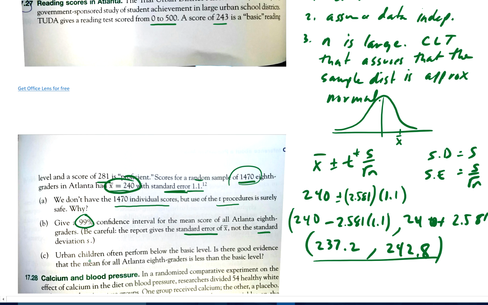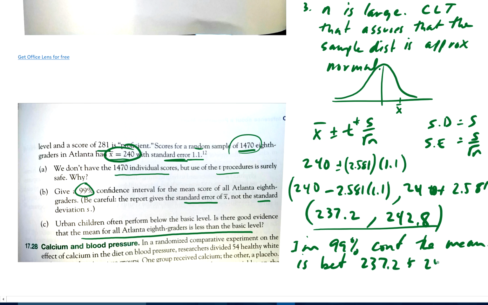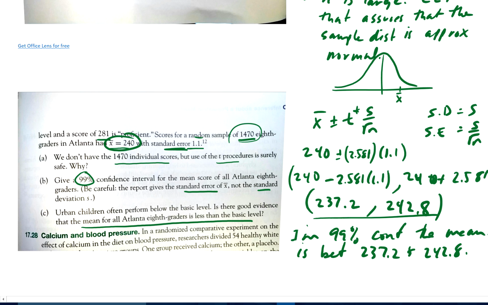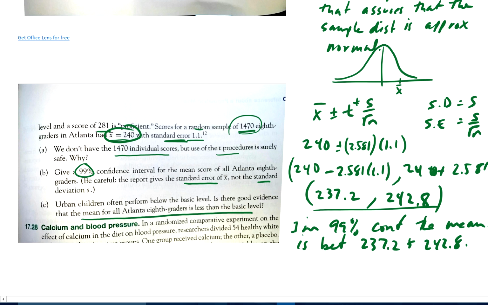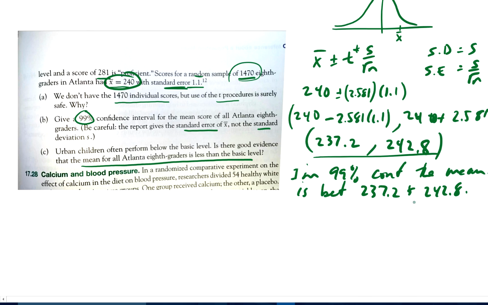All right, C. Urban children often perform below the basic level. Is there good evidence that the mean for all Atlanta children is less than the basic level? Well, this says I'm 99% confident the mean score is between 237.2 and 242.8. And so the question is, what's the basic level? Well, the basic level is 243. Well, I'm 99% confident the average score is below 243, right?